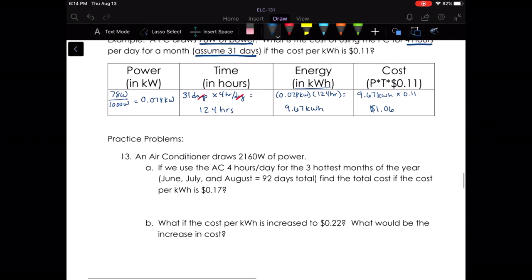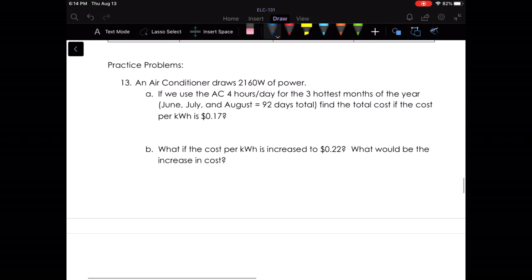Okay, an air conditioner. Let's look at an air conditioner. That's a different story, right? It's going to draw a lot more power. So if we use the AC on the 4 hours a day for the 3 hottest months of the year, June, July, and August, that means 92 days total. How much would it cost if the cost per kilowatt hour is 17 cents?